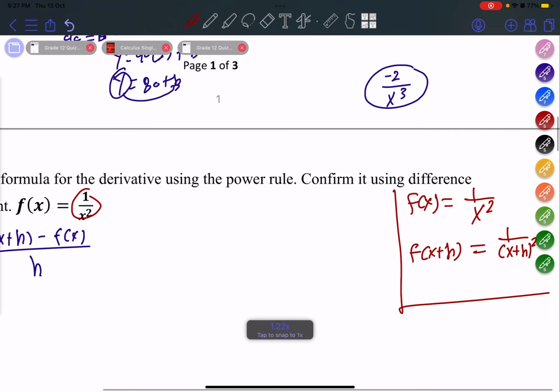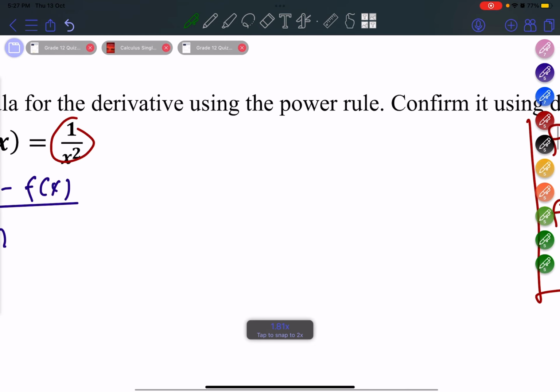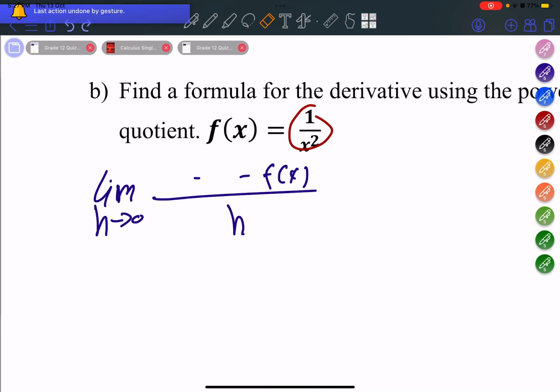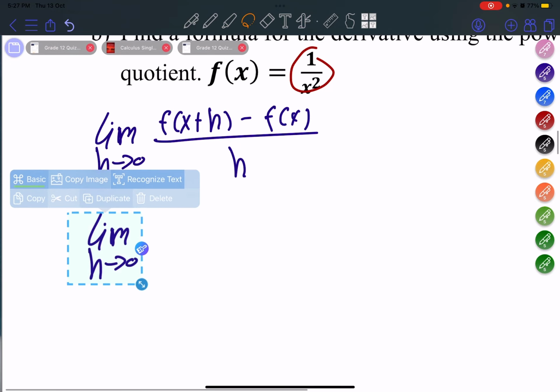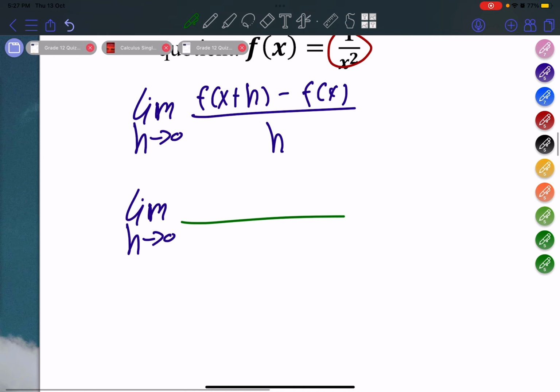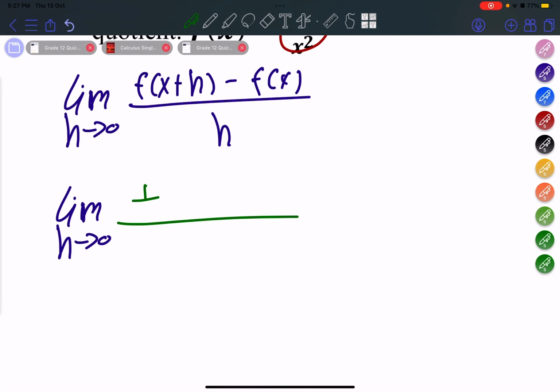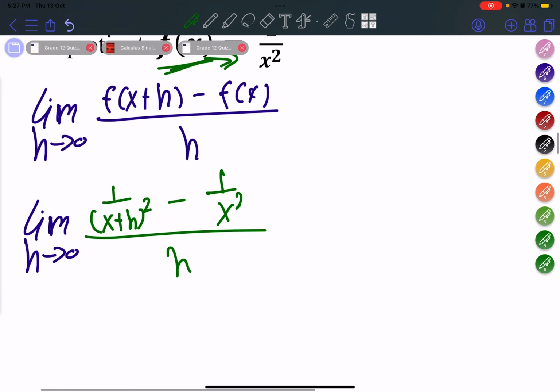Now, we can just sub in these values in our equation. Let's write a new step. Here, duplicate. It becomes 1 over x plus h whole squared, minus f of x, which we already have, f of x is equal to 1 over x squared, all over h, the same thing. We didn't change anything with h.